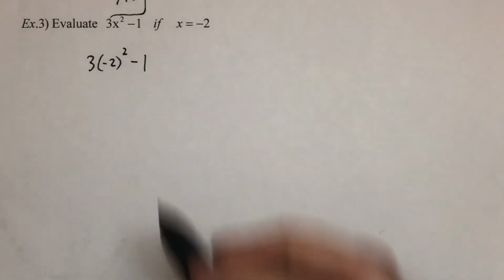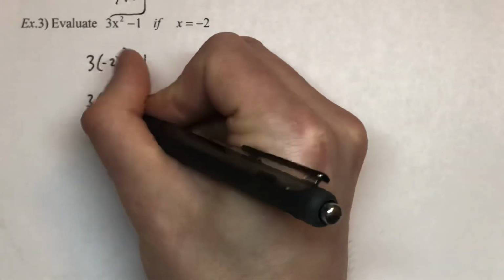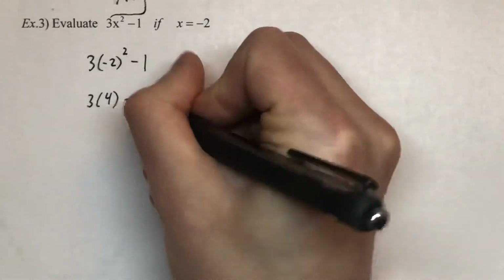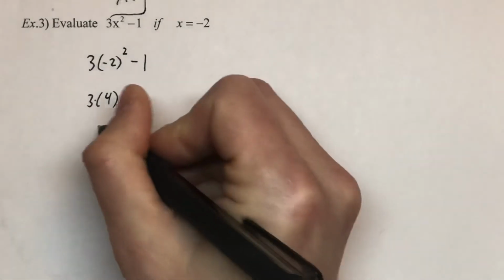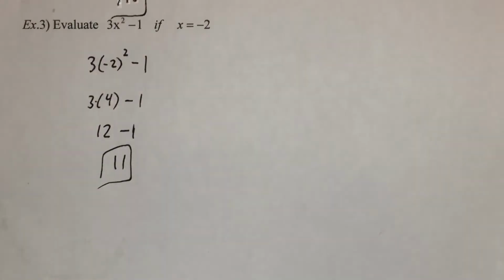We'll use order of operations here, so we're going to do exponent first. That's just squaring the -2, and that's it. So that's -2 times -2, which would be a +4. But then we would do multiplication next. 12 minus 1, last step. 12 minus 1, 11.